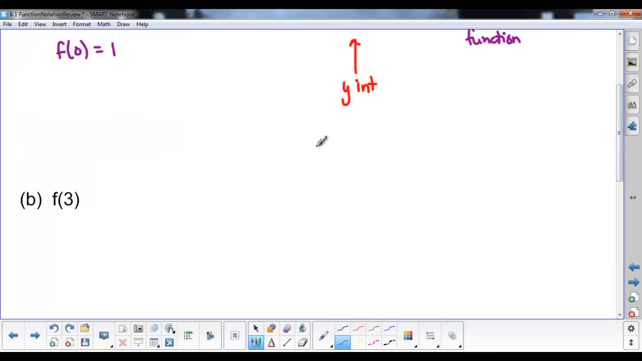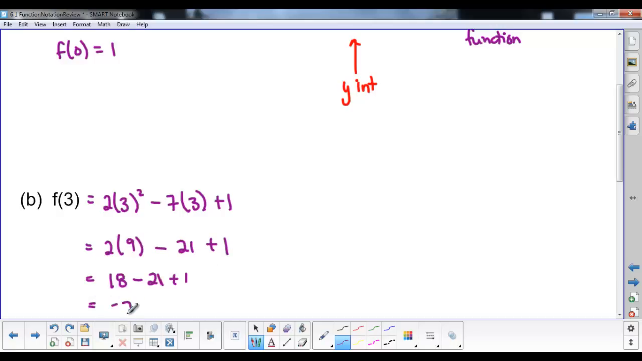Okay, let's try another one. f of 3. So again, sub in 3 for every x. And remember your BEDMAS rules. This is 2 times 9, not 6 squared. So 2 times 9 minus 21 plus 1, and we end up with negative 2. Okay, so we know that (3, -2) is a point on the function.